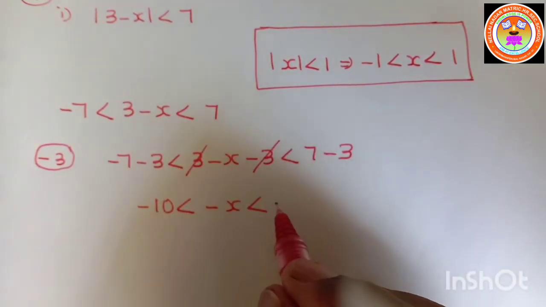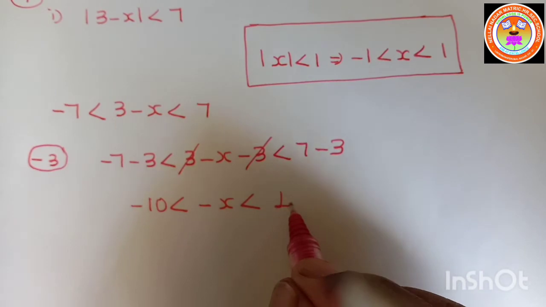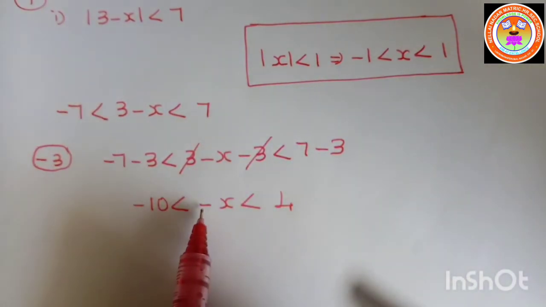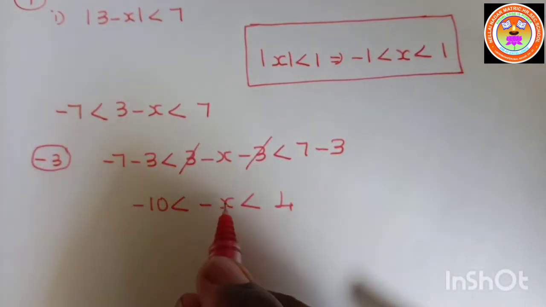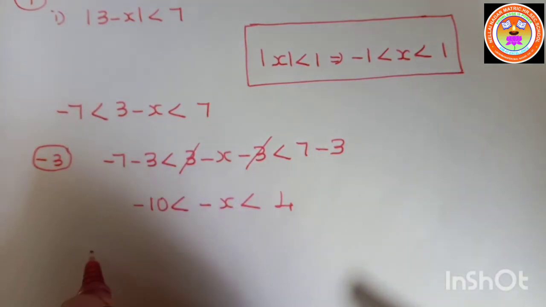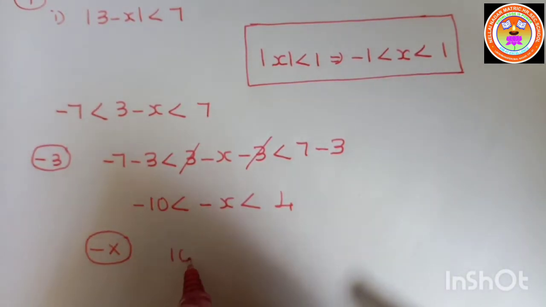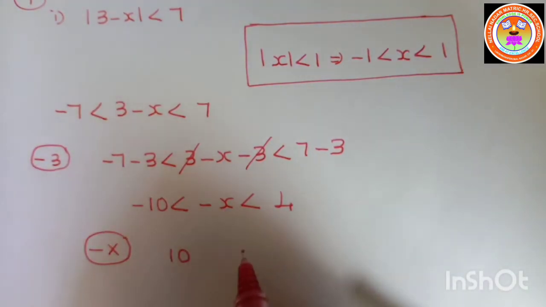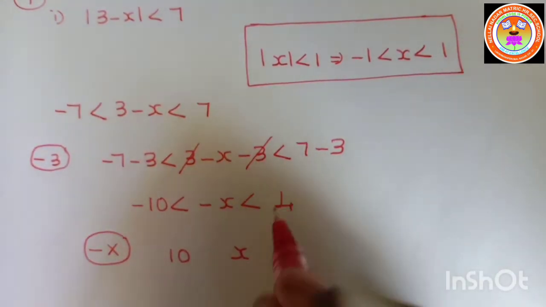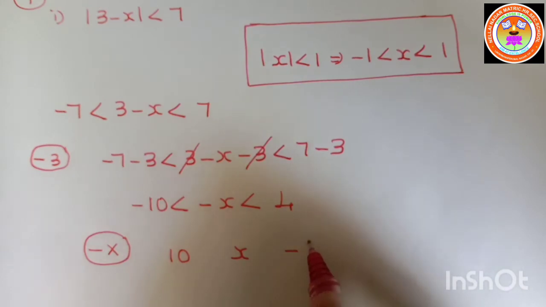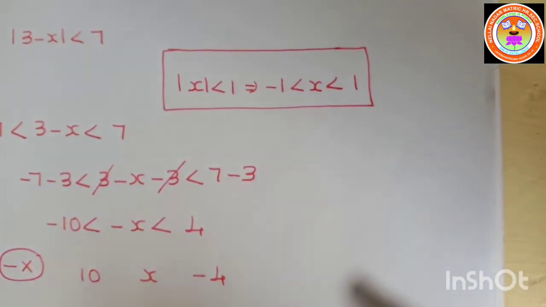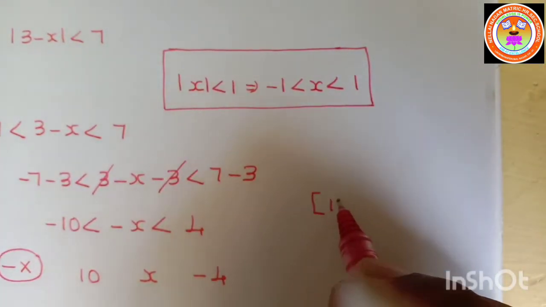Now you remove the minus, because next to x only it is coming, by multiplying by minus. Minus 10 means plus 10, minus x means plus x, plus 4 means minus 4. Before that I'll give one important hint.